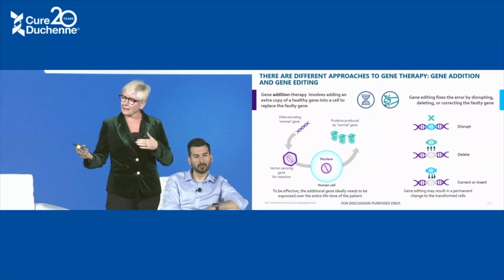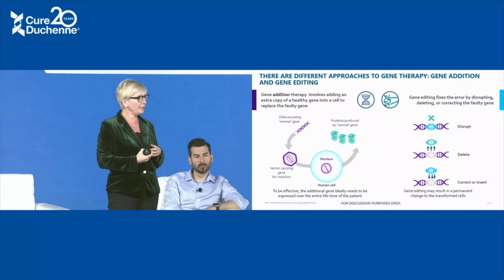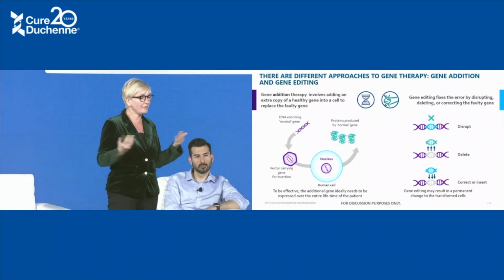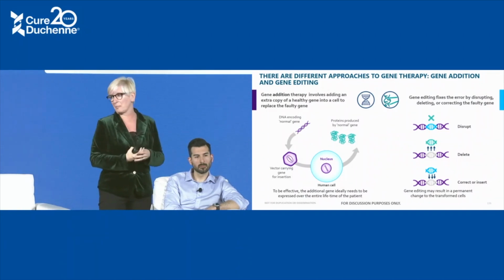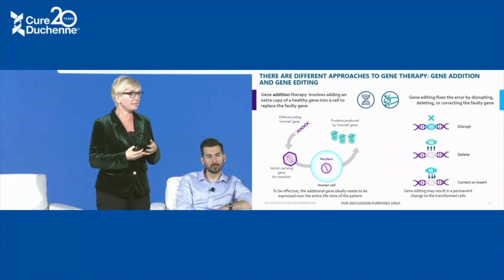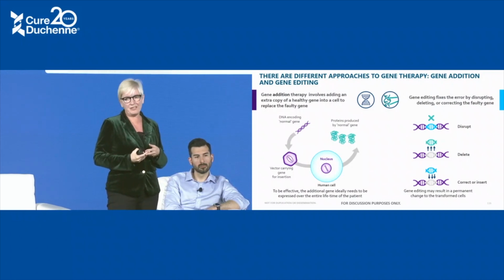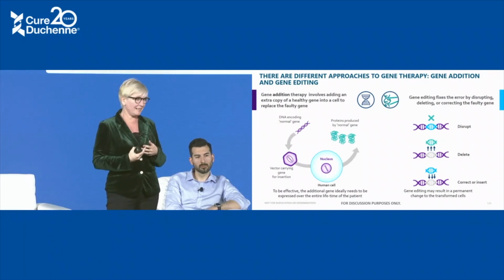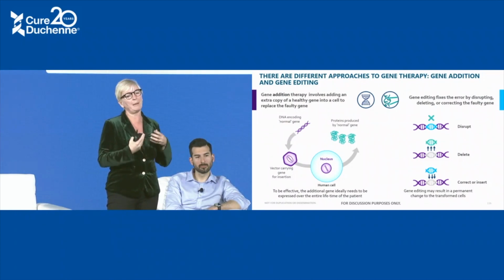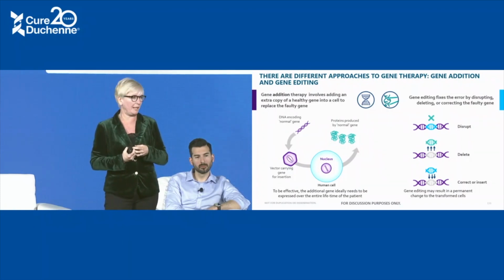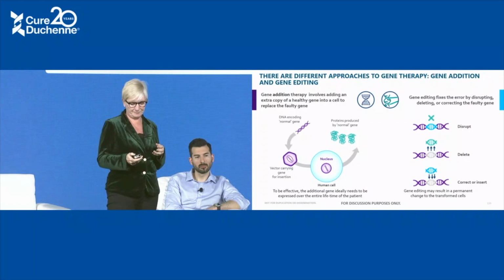Gene editing is slightly different, where with gene editing, we have the opportunity to fix the error or fix the faulty gene at the level of the DNA. And we can do that by disrupting the gene, deleting part of the gene, correcting the gene. And as you can imagine, by using gene editing, that really has the potential to result in a permanent change to the gene and to the cells that have been affected by the gene editing.